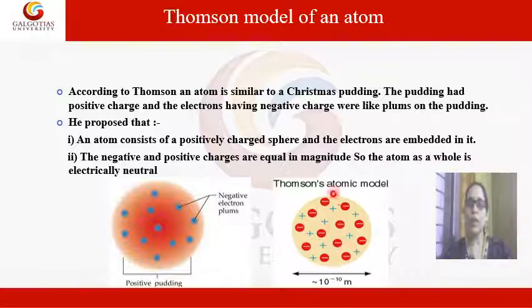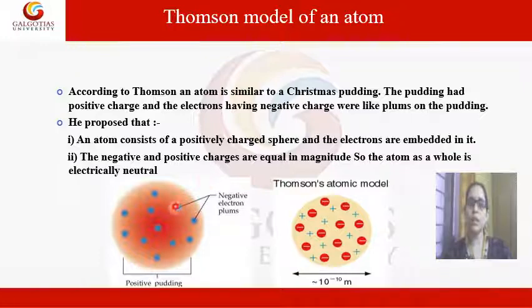Similarly, in the atom, the pudding is the positive charge and the electrons are like the plums. The electrons are negatively charged, like plums on the pudding. Here you can see this is positively charged, and in this positively charged pudding the electrons are like plums. So you see there is a lot of vacant free space in the structure of the atom.